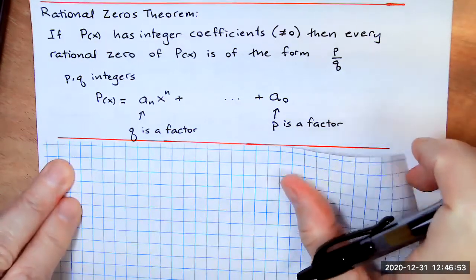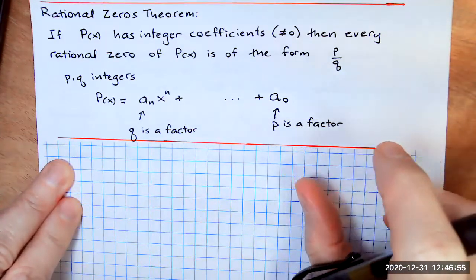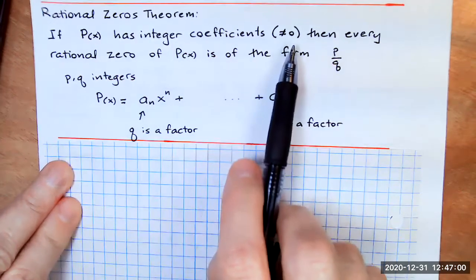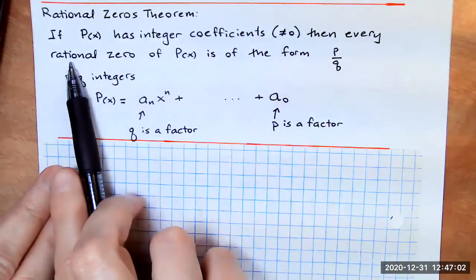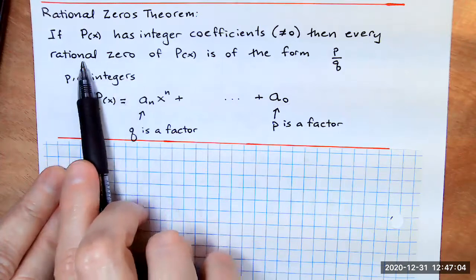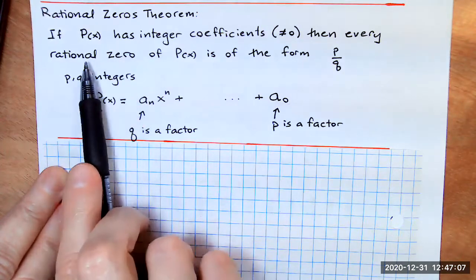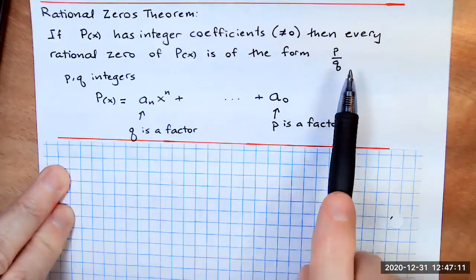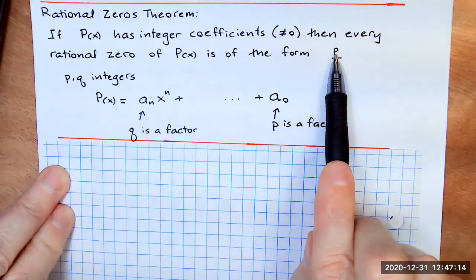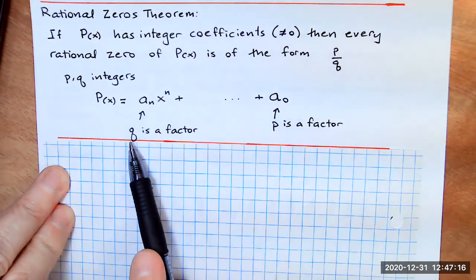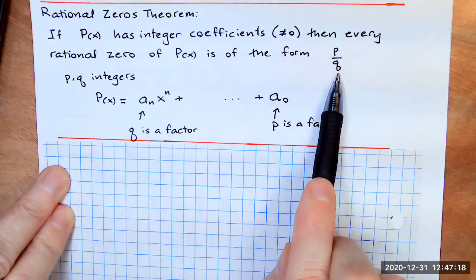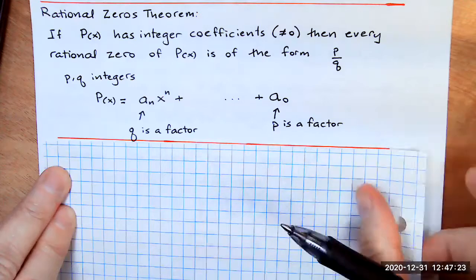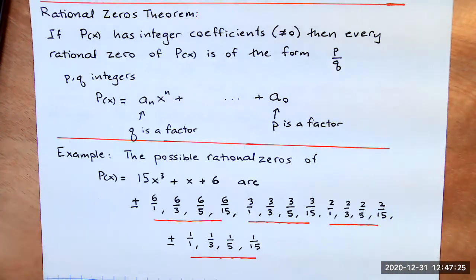All right, the next theorem is called the rational zeros theorem. If a polynomial has integer coefficients that are not equal to 0, then every rational zero, so this means all of your roots, this helps you find your factors, can be in the form of p over q. So p is a factor of the last term, q is a factor of the first term, and we're talking about every possible factor. So it can be kind of a long list. Let's look at an example.